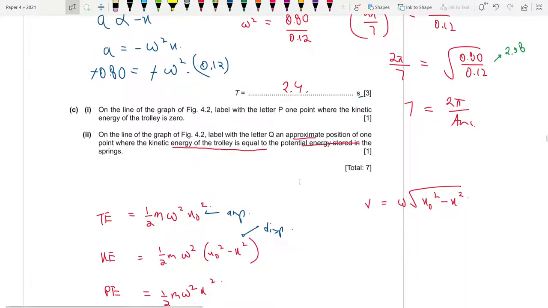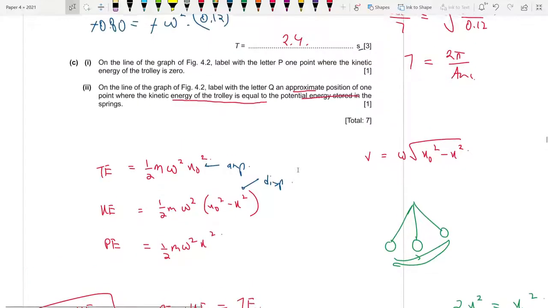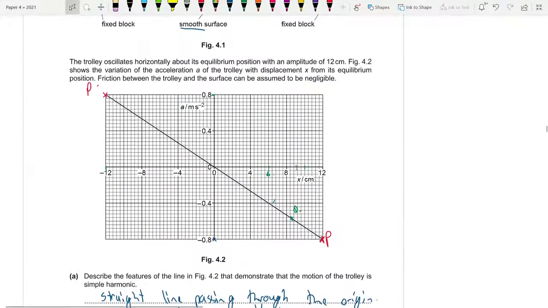On the line of the graph of figure 4.2, label with the letter P one point where the kinetic energy of the trolley is 0. So remember, in simple harmonic motion, you will have 0 KE when you have maximum PE. That is at the ends, okay? So at maximum displacement, you are momentarily at rest. You may have maximum acceleration, but you are momentarily at rest. So kinetic energy is actually 0 at that point. So you have two options for labeling P, either here or here. Just go with one. Don't label both. Okay, that's it.